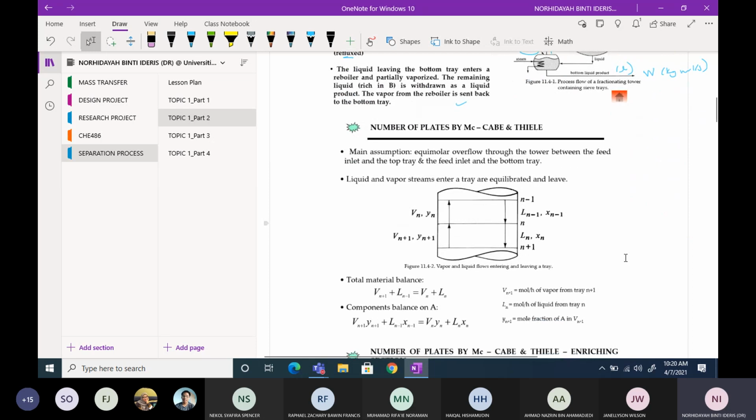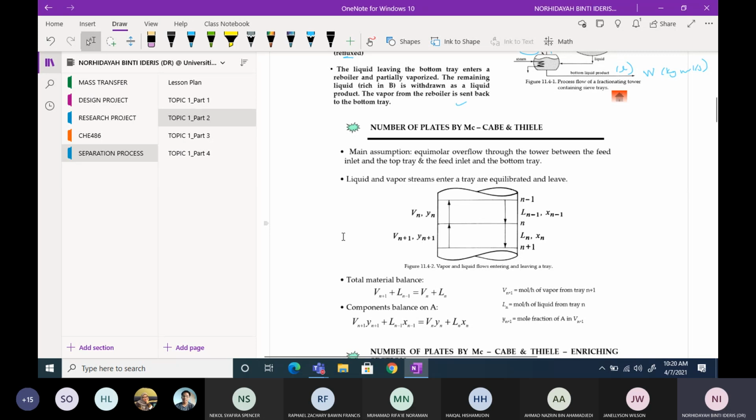For this case, to calculate the number of plates, the main assumption is constant molal overflow through the tower between the feed inlet and the top tray, and between the feed inlet and the bottom tray. So we assume that there is constant molal overflow going up and going down.